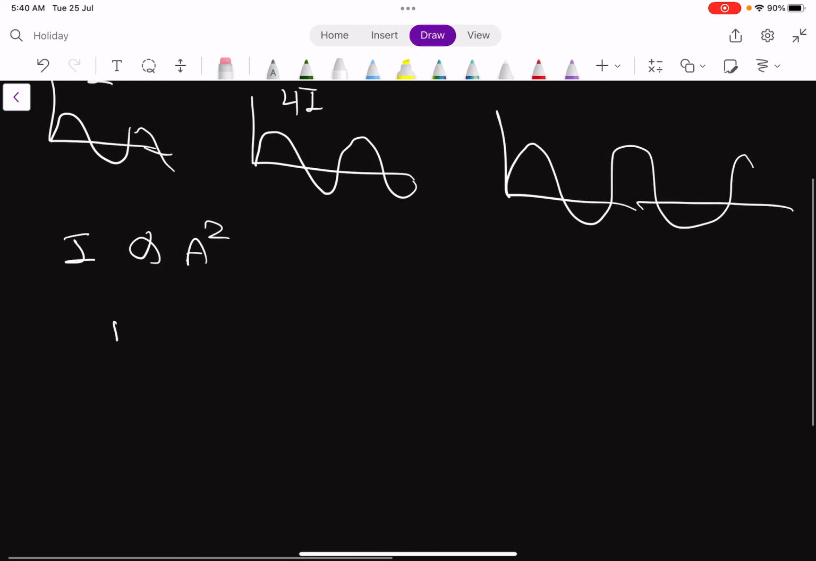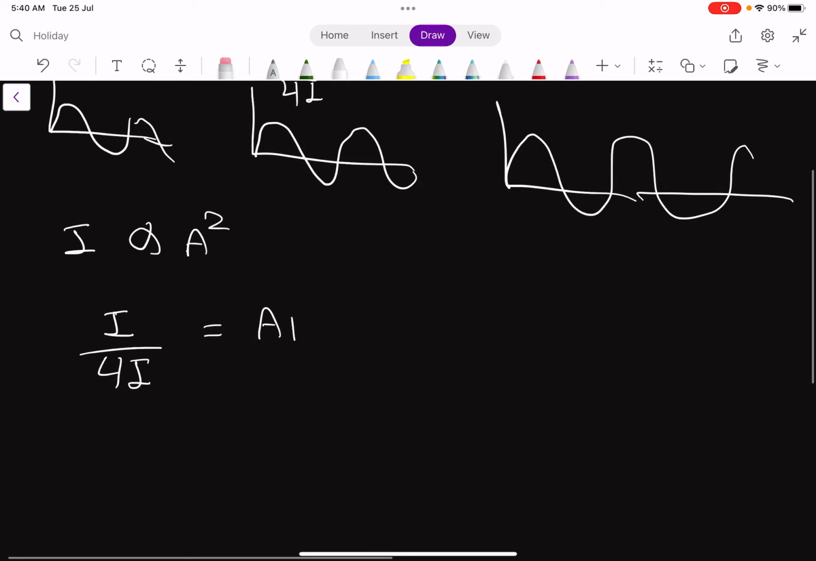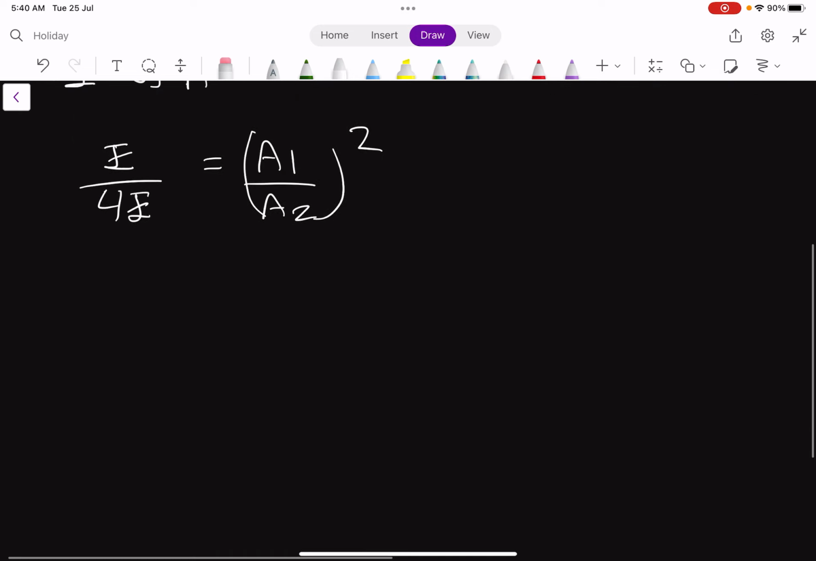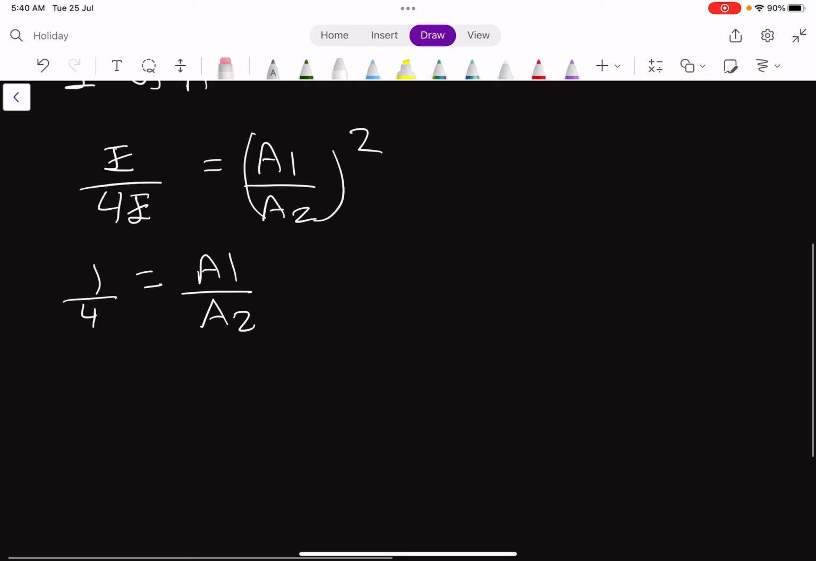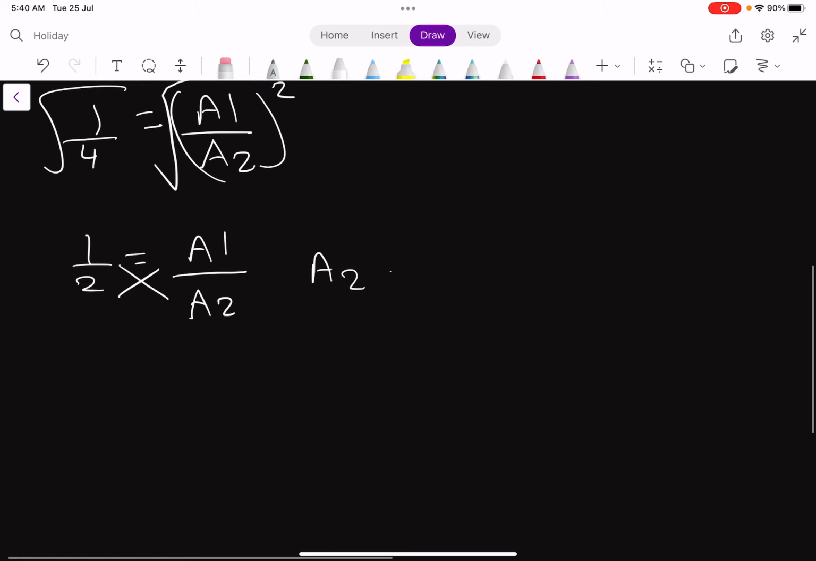So we can say here I1, which is intensity I, over 4I, which is I2, equal to A1, the amplitude of the first wave, over A2, the amplitude of the second wave, whole squared. So guys, now we can get rid of I and I. We are left with 1 over 4 equal to A1 over A2 whole squared. We can take the square root. The square root of 1 over 4 is actually 1 over 2, equal to A1 over A2. Cross multiply, so A2 equals 2A1.